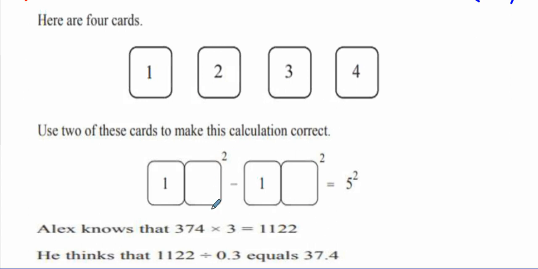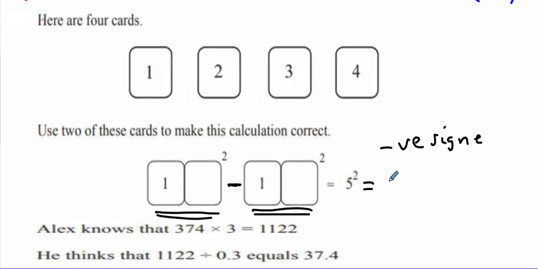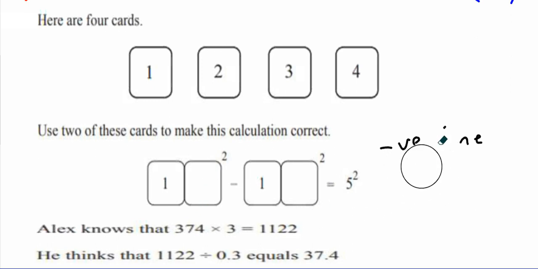Why should we say so? Because there is a subtraction sign. So if this number is smaller than this number, then the result will be a negative result. But remember, this is positive 25, because 5 squared is 25, which is positive. Okay, now let us start selecting the cards.